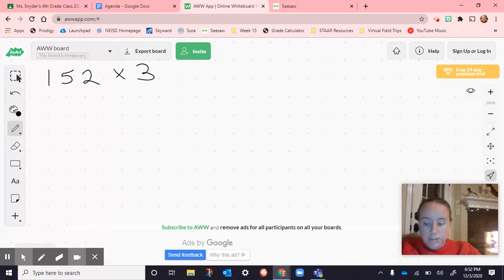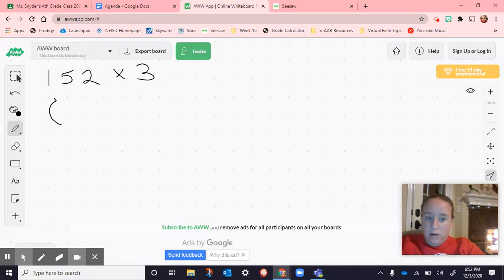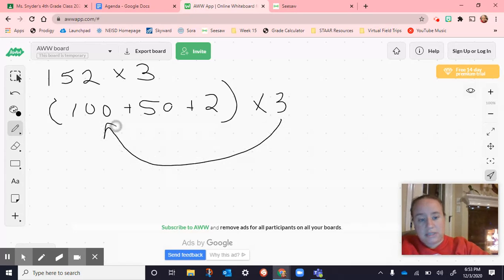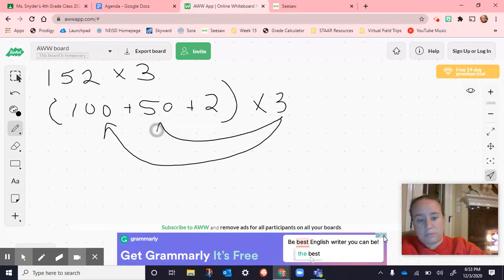So the first thing when we're doing the distributive property, we want to take this larger factor, the 152, and rewrite it in expanded form, so the 100 plus the 50 plus the 2, each of those going to be multiplied by 3. So 152 in expanded form is 100 plus 50 plus 2, and all of this we're multiplying by 3. So we take the 3 and multiply it times 100, the 3 times 50, the 3 times 2.